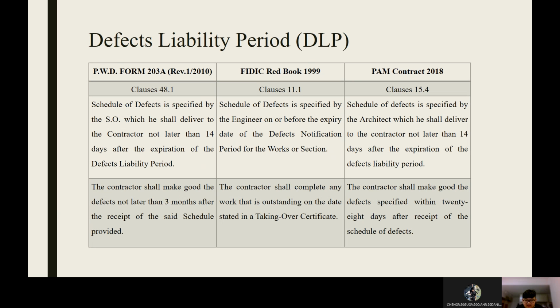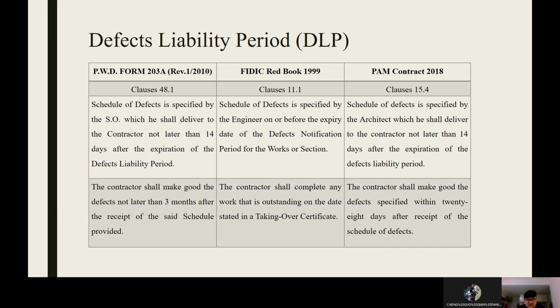The next topic is DLP. In the PWD form, the clause used is 48.1. The schedule of defects is specified by the SO, which he shall deliver to the contractor not later than 14 days after the expiration of the defects liability period. The contractor shall make good the defects not later than 3 months after the receipt of the said schedule.